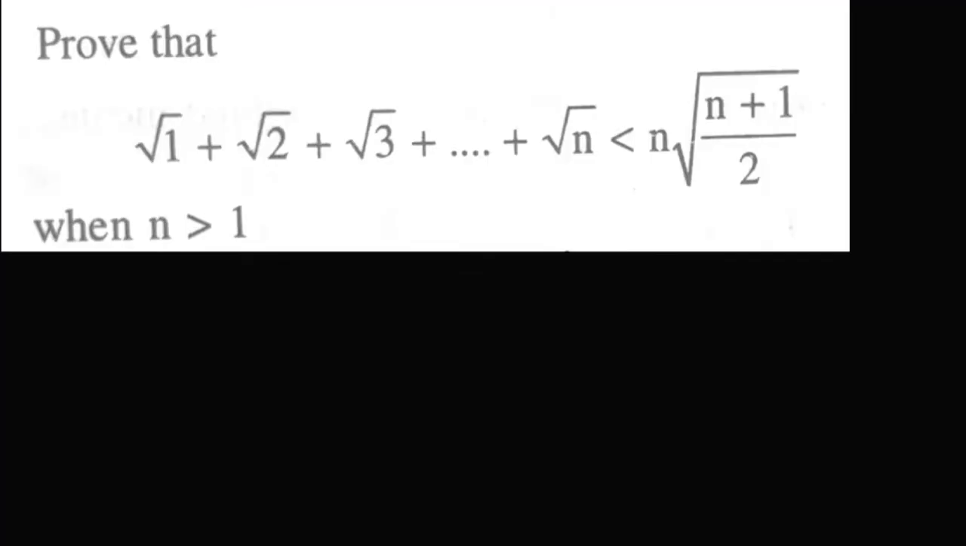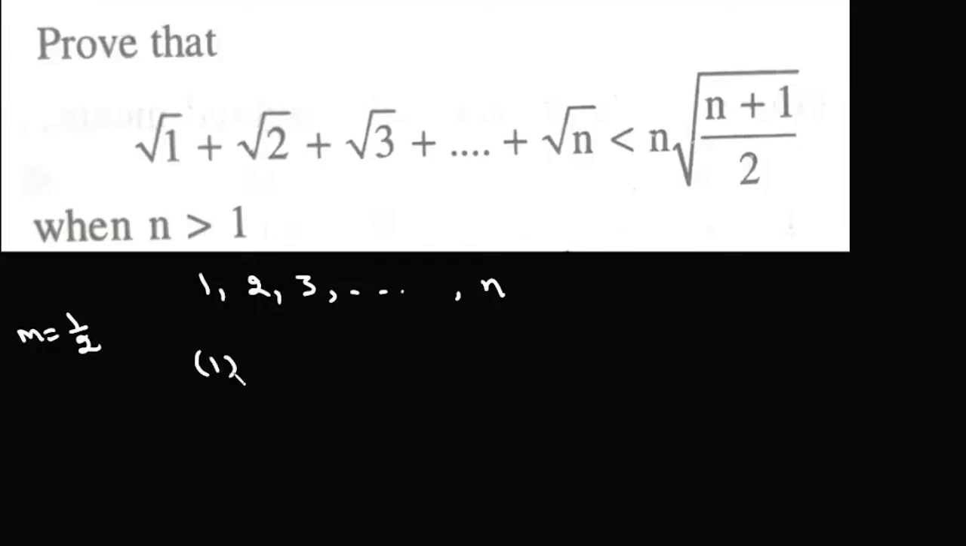Now let us take one example. It says prove that under root 1 plus under root 2 up to under root n is less than n into under root n plus 1 by 2. So here what we'll do is we'll consider n numbers 1, 2, 3 up to n, and we'll consider their mth power AMs using m as 1 by 2. Now since m lies between 0 and 1, we have to use its second form.